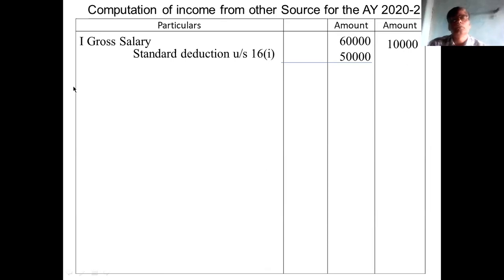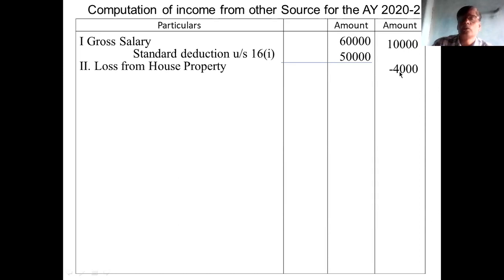Okay, 10,000. Then second is loss from house property. This loss from house property can be adjusted with other heads of income. So 4,000 loss is there. You will adjust this loss. 10,000 profit, 4,000 loss. Ultimate answer is, sorry, 6,000. You may adjust it. So I'll put the minus here.